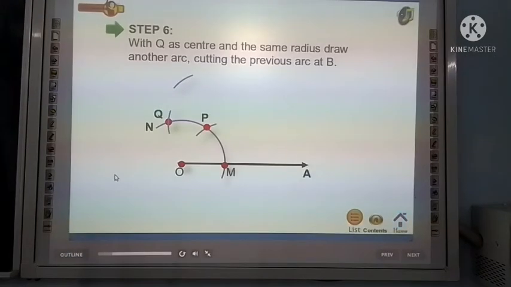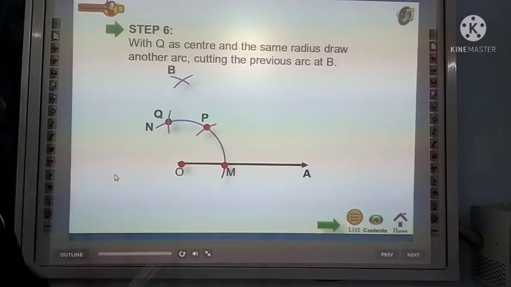Step 5. With P as center and a radius slightly more than half of PQ, draw an arc as shown. We bisect PQ. So we will get 30 degrees. 30 degrees plus 60 degrees will be 90 degrees. Step 6. With Q as center and the same radius, draw another arc, cutting the previous arc at B.